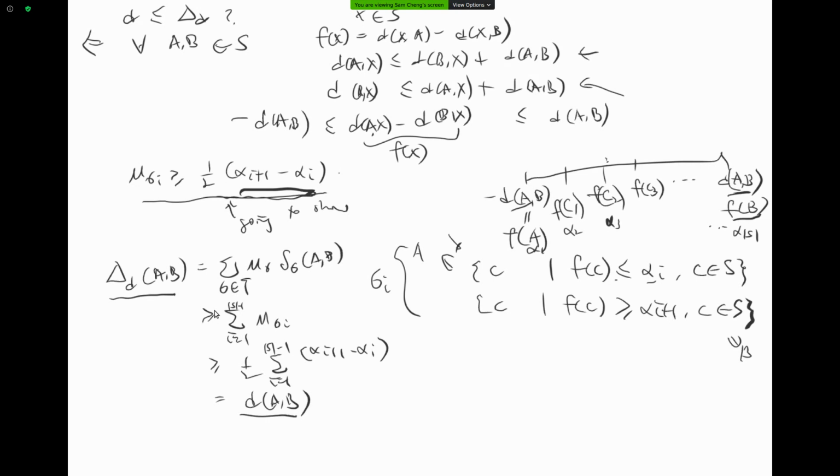So now the only thing left is that we need to show this one. For convenience, I will relabel the symbols here. Instead of mu(sigma_i), I will simply call it mu(sigma), and alpha_{i+1} I will just call alpha prime, and this alpha here. Let's start a new page for that. I'm going to show that mu(sigma) is bigger than or equal to 1/2 (alpha prime minus alpha).